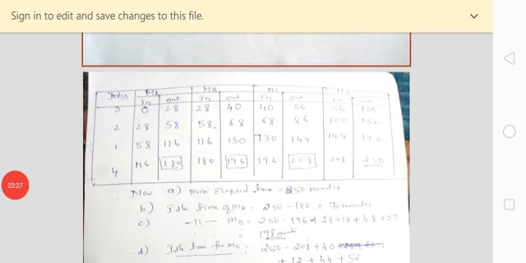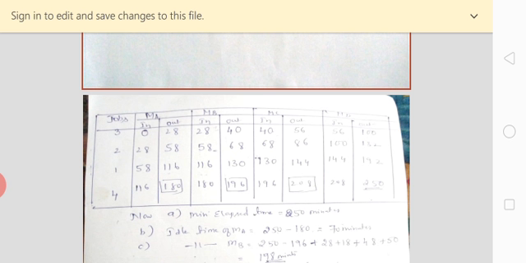208 minutes is now the total processing time on machine C. Now you go for the last machine, that is machine D. What is the output time for the third job on machine C? It is 56 minutes. Nothing but after 56 minutes only job 3 will come out from machine C.